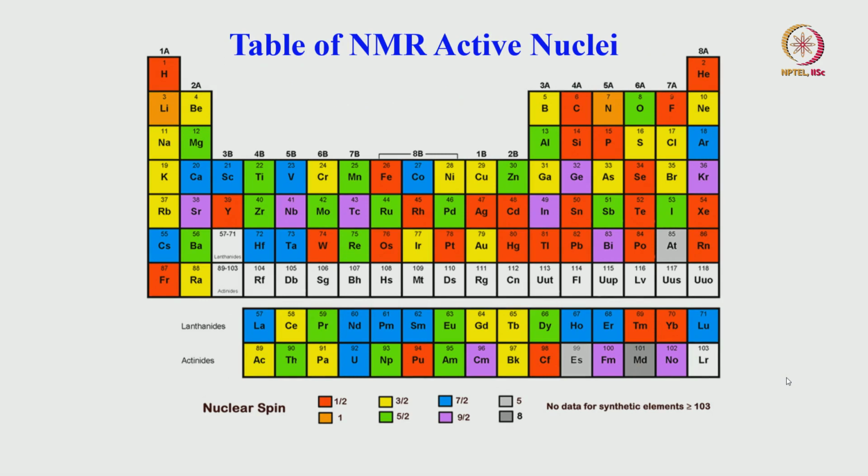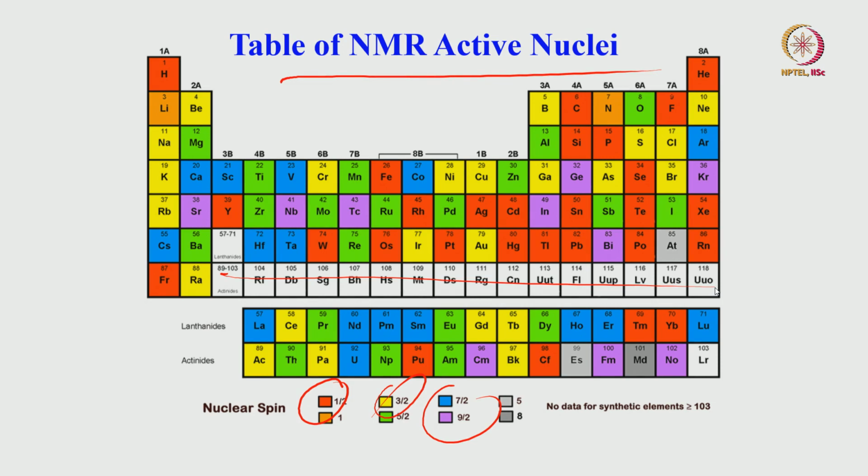With this we go to the table of NMR active nuclei. In this table you see different color codes. We have spin half, yellow spin 3/2, like that. Varieties of nuclei are there. But in the periodic table you can see almost every element, except this range, has some nuclear spin. At least one element or one isotope of that element has nuclear spin. That means it is NMR active.